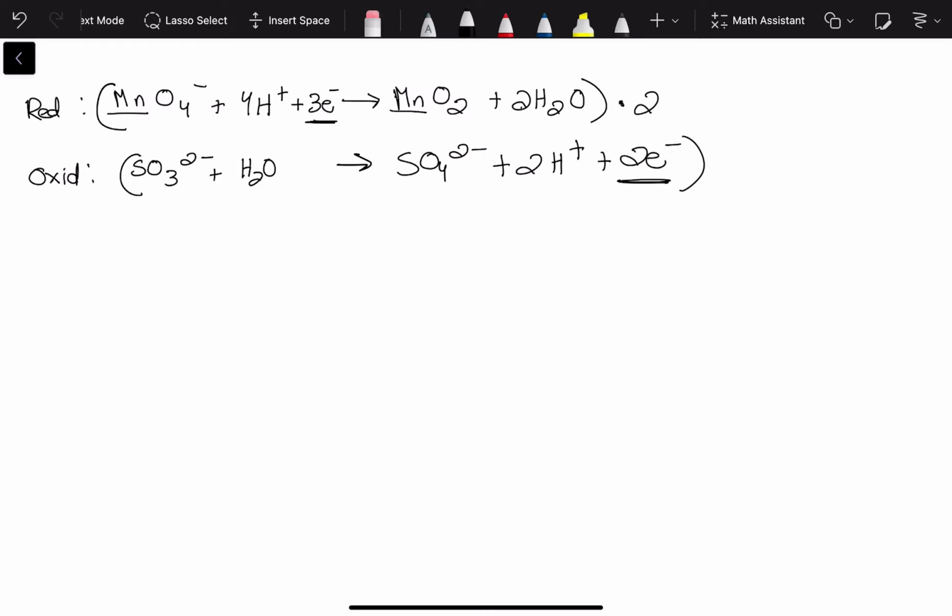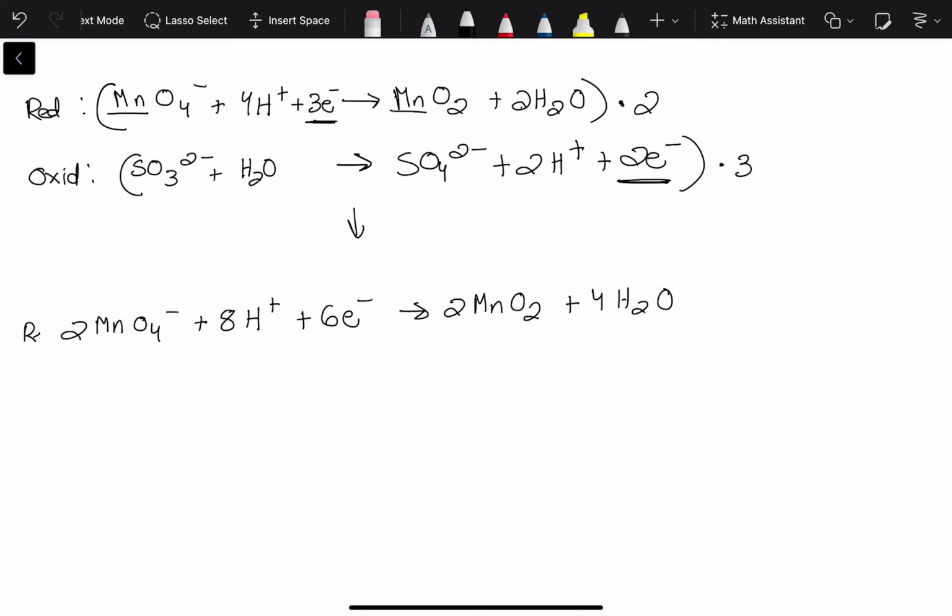And then for the oxidation, we can multiply it by a coefficient of 3. The intended effect from doing this is that we'll get 6 electrons on both sides when we multiply it out. But when we multiply by 2, we have to multiply everything by 2 as well. So we get 2 MnO4 minus plus 8 H plus plus 6 electrons, giving 2 MnO2 plus 4 H2O for our reduction reaction.